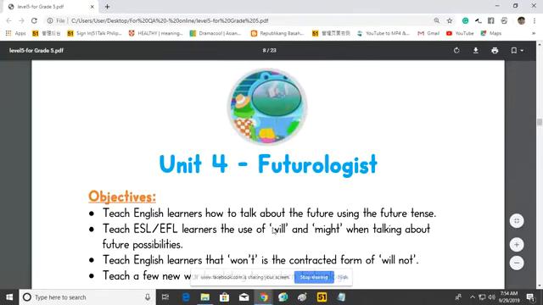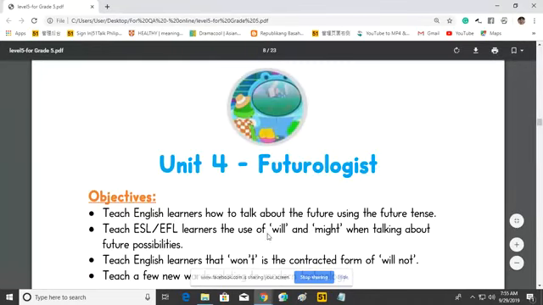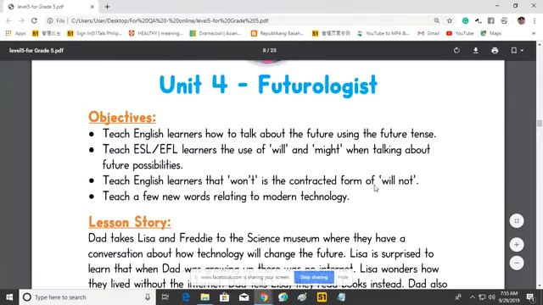So our objectives for today's lesson are: at the end of this lesson, you are going to talk about the future using the future tense. And you are also going to use will and might when talking about future possibilities. And we are also going to learn won't. So won't is the contracted form of will not. Now we are also going to learn new words relating to modern technology.